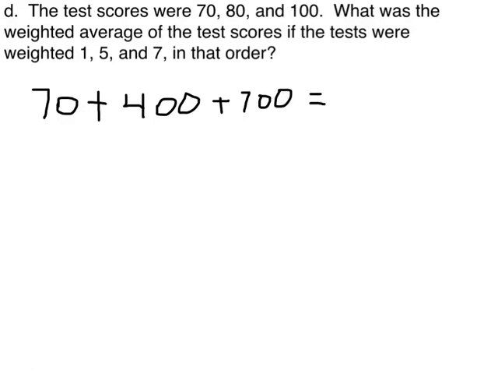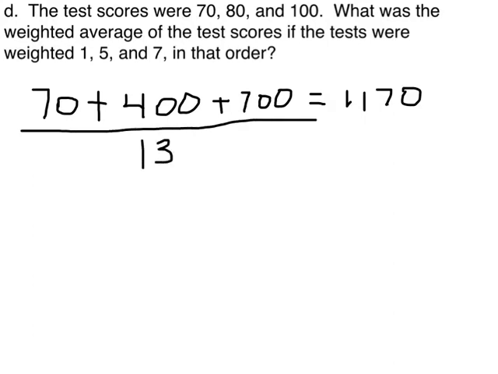And I'm going to add all those up. I'm going to get 1,170. And 1 plus 5 is 6 plus 7 is 13. So when I divide 1,170 by 13, you can do it on your calculator. I can tell you already though that 13 goes into 117 exactly 9 times, so it will be 90. So the average of the test scores is 90.